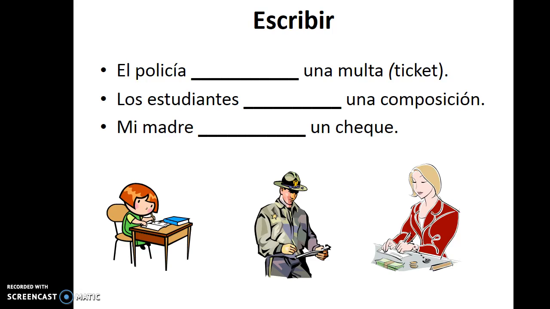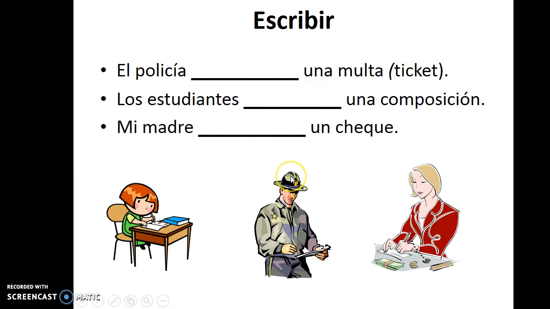We have here el policía. And it's not a mistake, by the way, that that's el policía. It's kind of a weird word where the article is el, even though our ending is an a. Now, if it had been a female police officer in this picture, it would have said la. But anyway, el policía, we want our form for he writes a ticket. El policía escribe una multa.